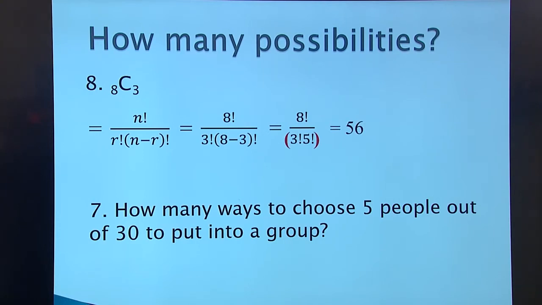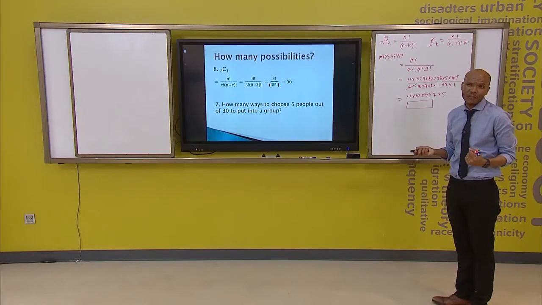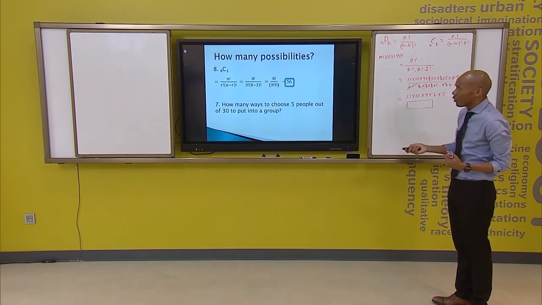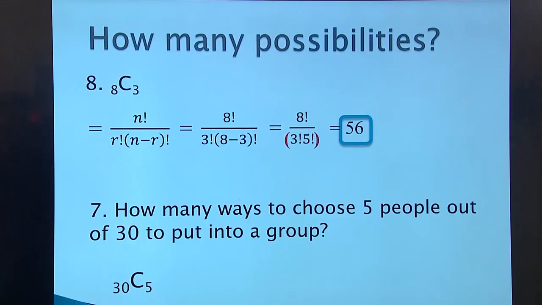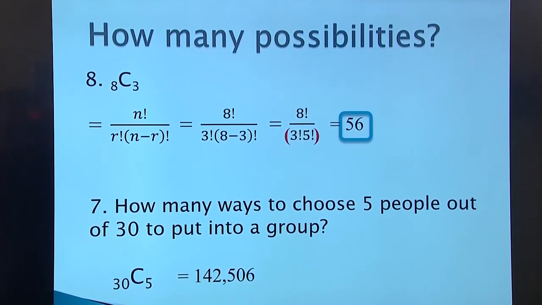So in the next question, how many ways to choose 5 people out of 30 to put in a group? You want only 5 people, right, to put in a group. And the total is what? The total is 30. And the question you have to ask yourself is, does the order really matter? What do you think? I don't think the order matters, because you just need 5 people in a group, right? So in that case, you're just going to choose combinations. And when you work it out, it's going to be that value there, all right?